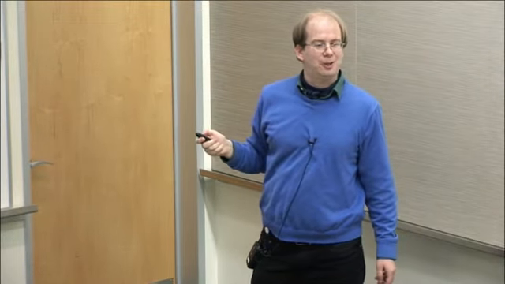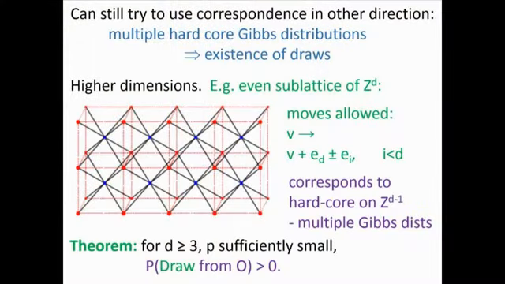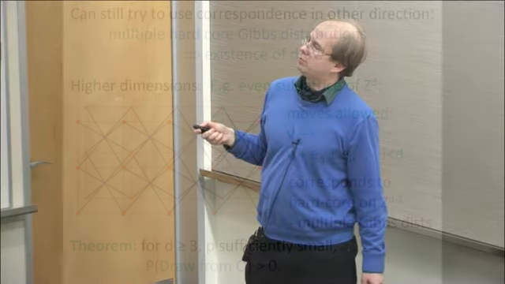So why did I bother telling you all that business about the hardcore model if it's no use? Well, okay, you can try to use it in the other direction, in other settings. If there are multiple hardcore Gibbs measures, then you have draws. And one place you could try to use that is in higher dimensions. So here's a case where it works.